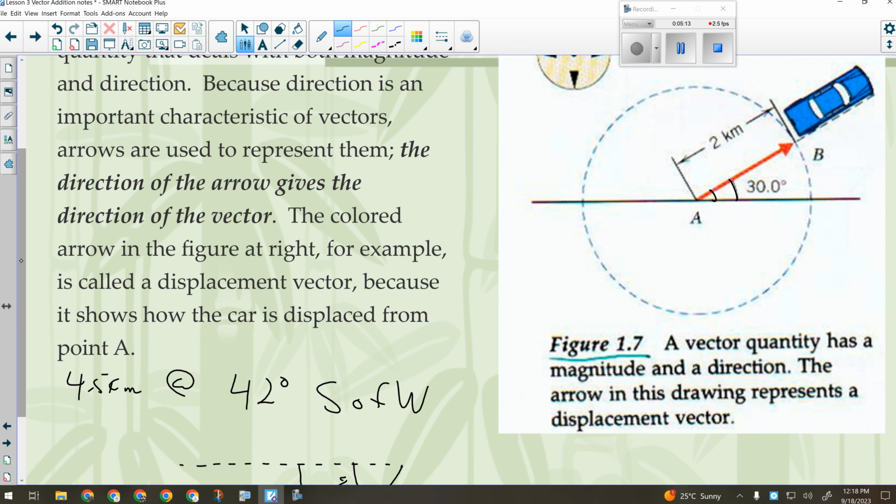Okay, so in vector addition then, it's obviously not always going to be one vector. There's going to be more than one vector. So what we have to do then is draw the next vector. So if a question says you go 2 kilometers at 30 degrees north of east, and then you go 6 kilometers at 30 degrees north of east, where do you draw the second vector?